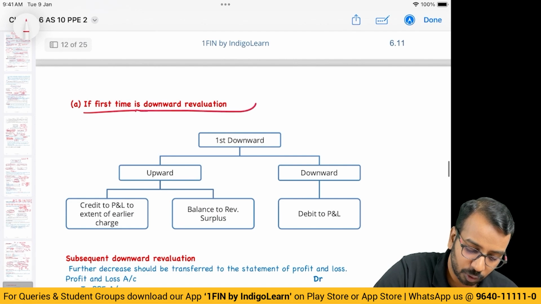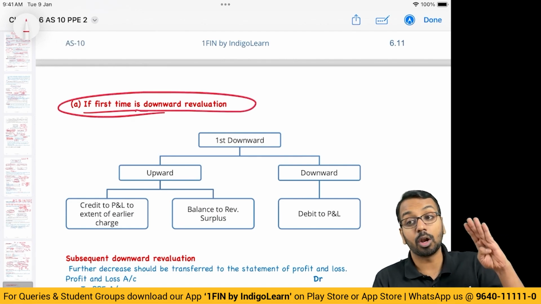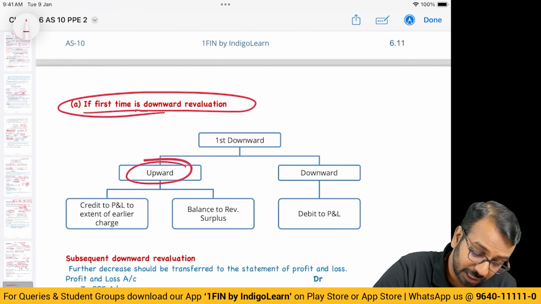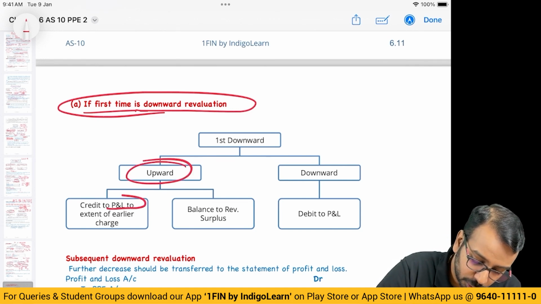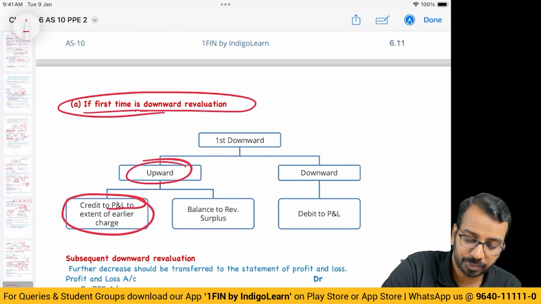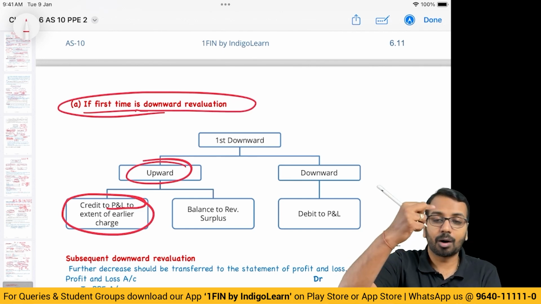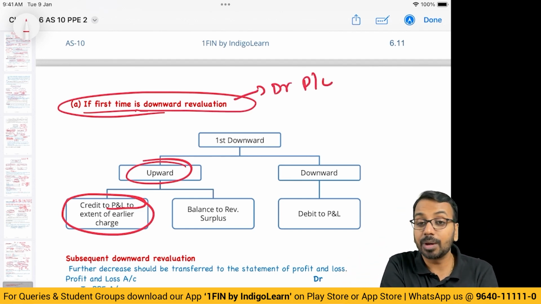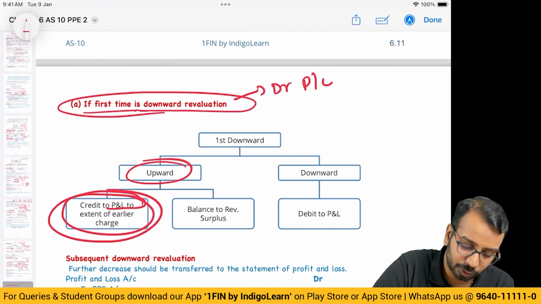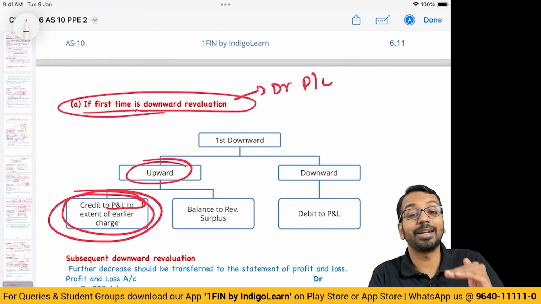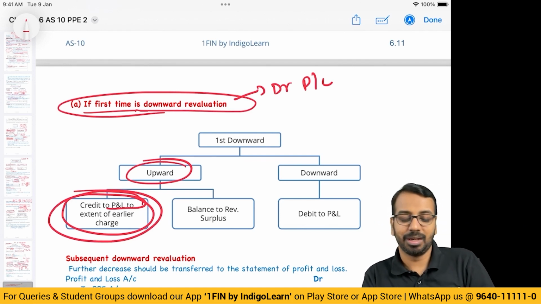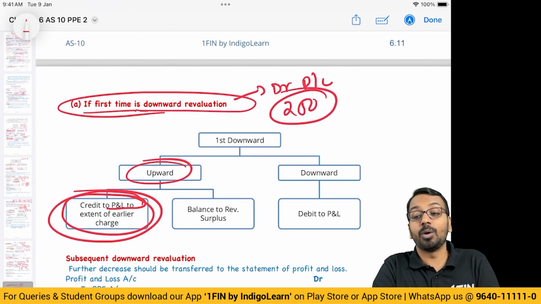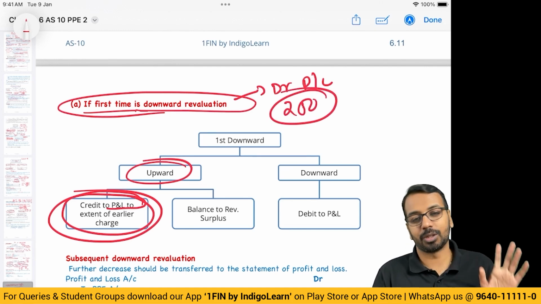If the first time was a downward revaluation, and already it was a downward revaluation, then what do we do? Subsequently, if it is upward, first you will credit to P&L. So the first time when we did a downward revaluation, we would have debited P&L. Now when you are doing upward revaluation, you will credit to P&L. But you cannot credit more than what you had debited earlier. So earlier, let us say if you had debited 200 to P&L, now you can credit only 200 to P&L, not more than that. Okay.